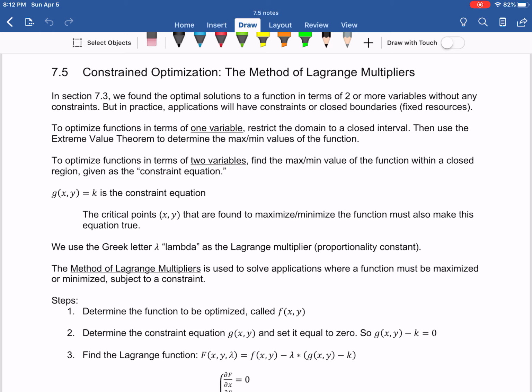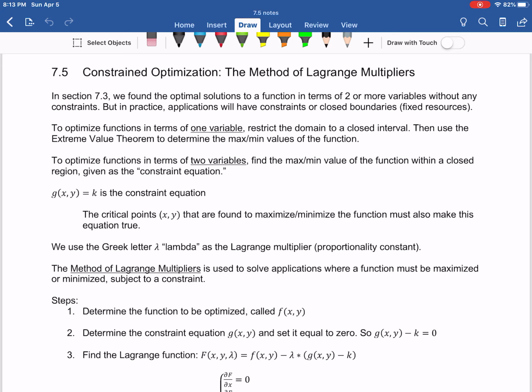So in section 7.3 that we just finished, we found optimal solutions to a function with two or more variables without any constraints. There were no boundaries given to us. We could have had any answer we wanted to, as long as it gave us the optimal solution to your function. In practice, though, applications are going to have constraints or closed boundaries. You're not going to have unlimited resources. You're going to have fixed resources that you have to stay within, and that is going to be your constraint.